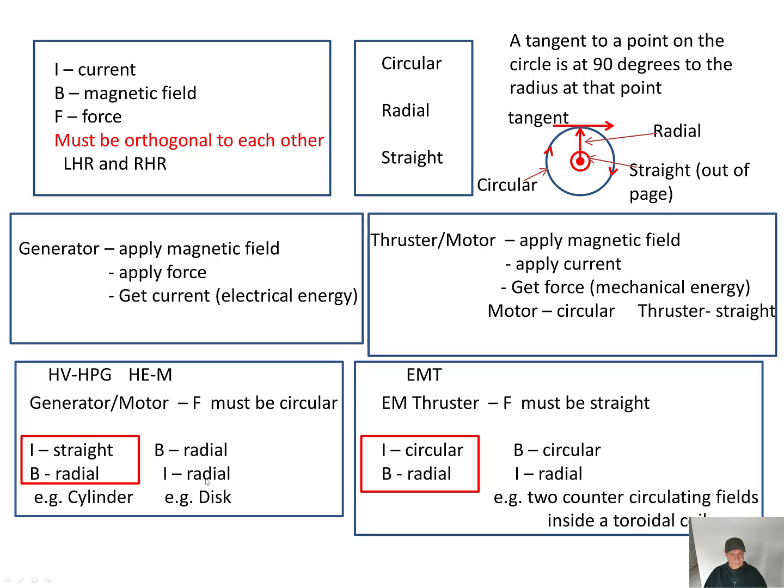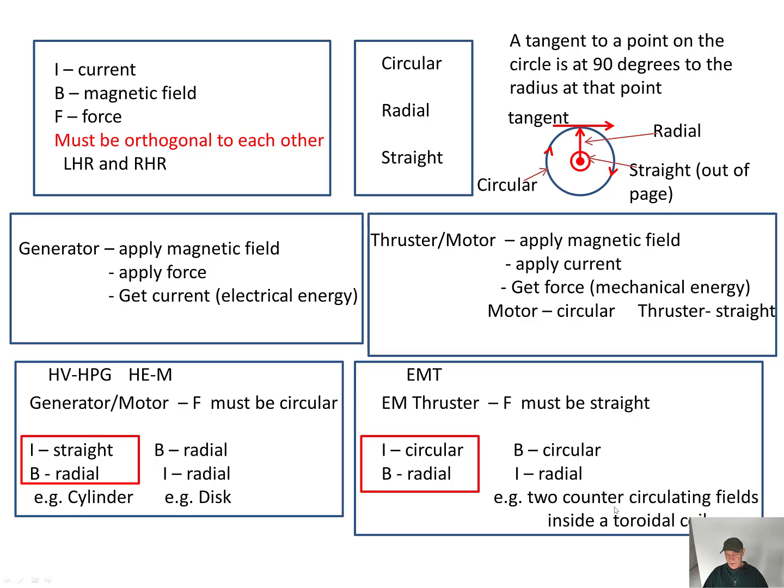For electromagnetic thrust, F must be straight. I is circular and B is radial. Or you can have B circular, I radial. This would be equivalent to two counter circulating fields inside a toroidal coil.